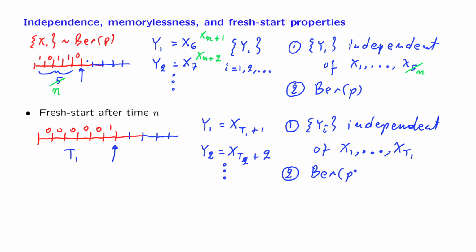We describe this situation by saying that the process starts fresh after time T_1. And by this, again, we mean that if you start watching the process right after T_1, what you will see will be a Bernoulli process which is independent from whatever happened in the past.